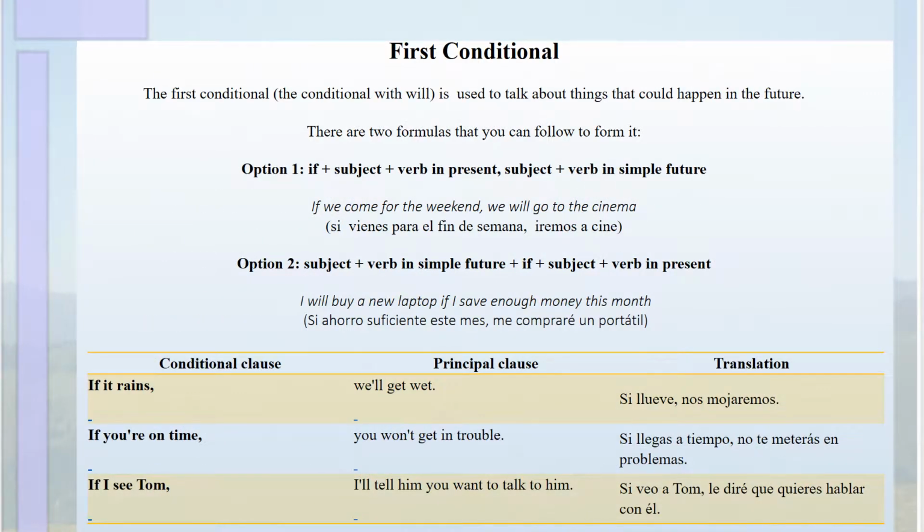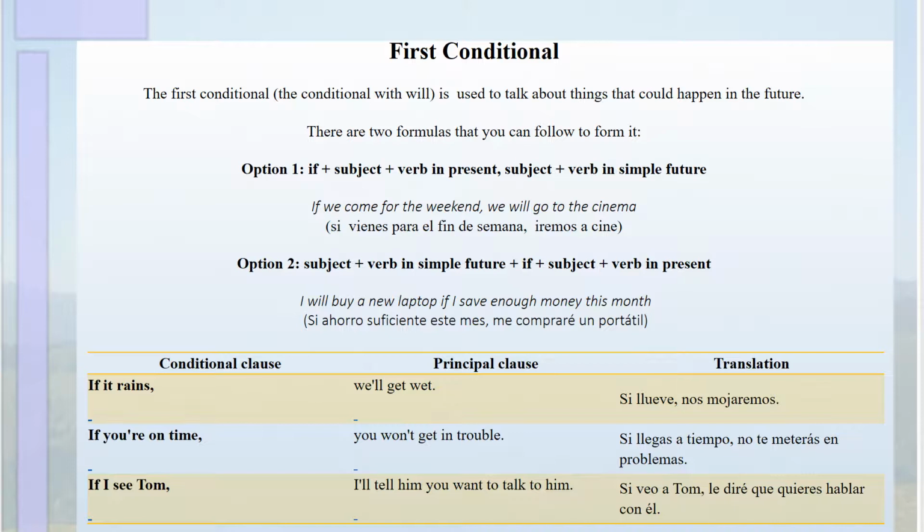First conditional. The first conditional, the conditional with will, is used to talk about things that could happen in the future. There are two formulas that you can follow to form it in the next structures. Option 1: if plus subject plus verb in present, comma, subject plus verb in simple future.